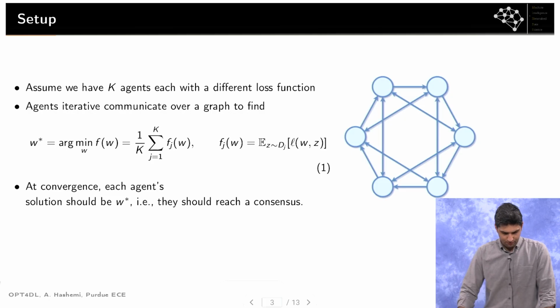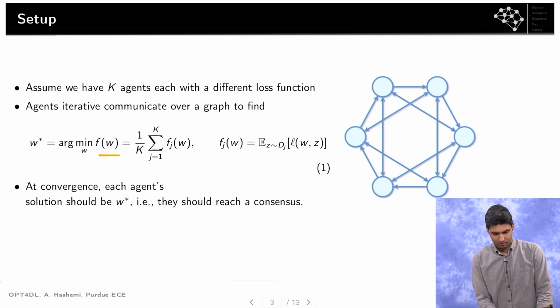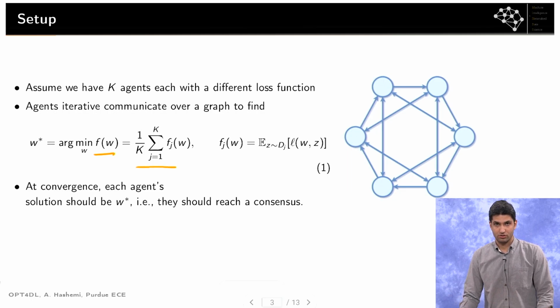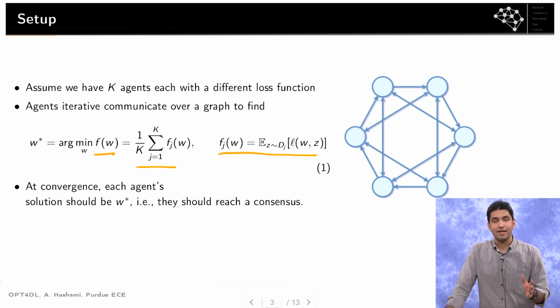Let's review what our setup is. We're going to assume that we have k agents with different loss functions. What's the main goal? The main goal is to minimize the average loss, which is the average of these individual loss functions for each agent. Now, in the context of machine learning and deep learning specifically, our loss has this form. It could itself be an average loss, where by average here we mean the average over the training data held locally by agent j.